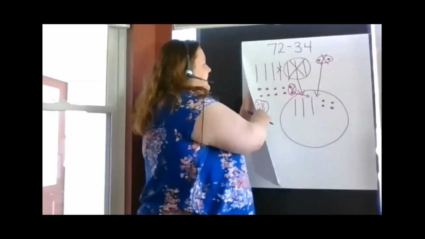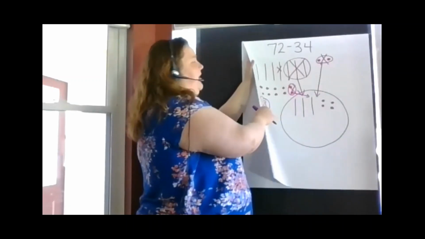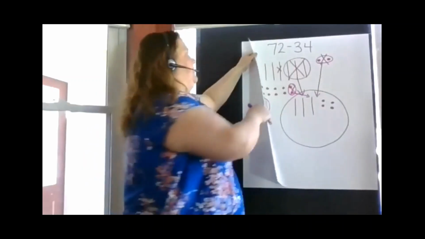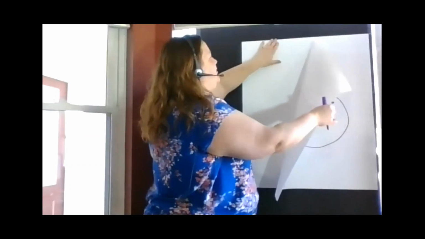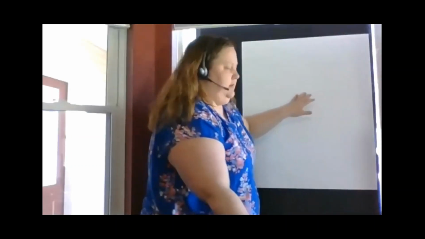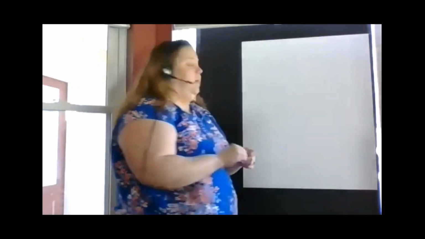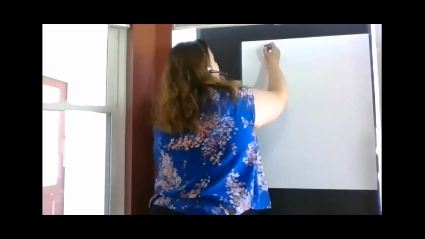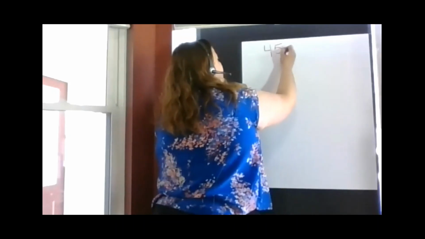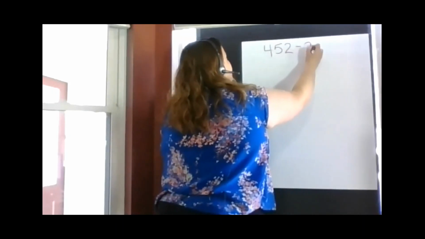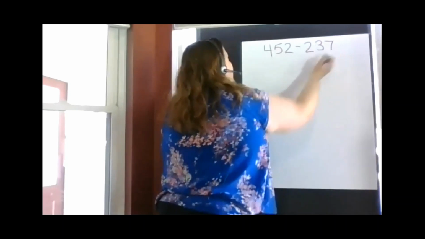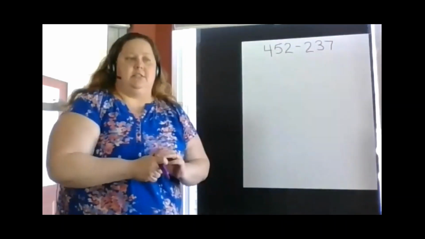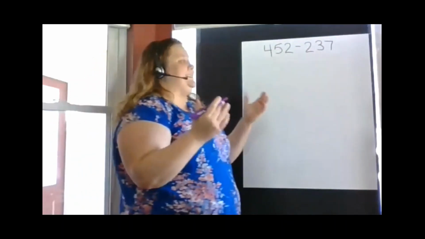So after we get done with our base 10 blocks, well, we're not really done with them. We're going to come back to those in a moment. But when we're moving on to a new strategy, we're going to start talking about an open number line. So let's model 452 minus 237. And so remember, we're talking about that distance.